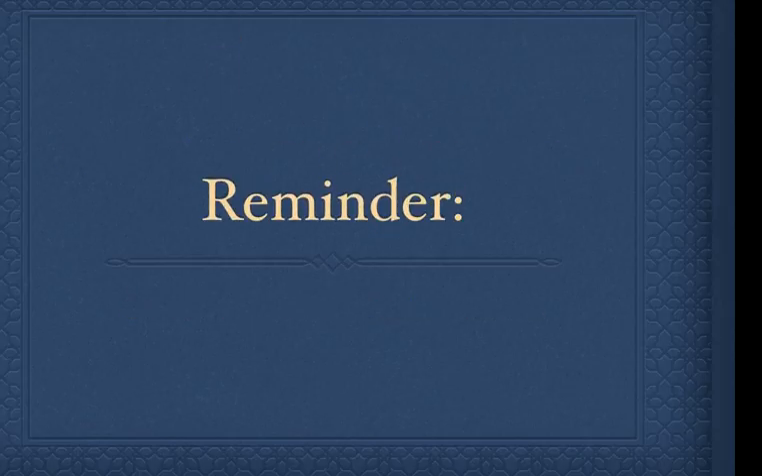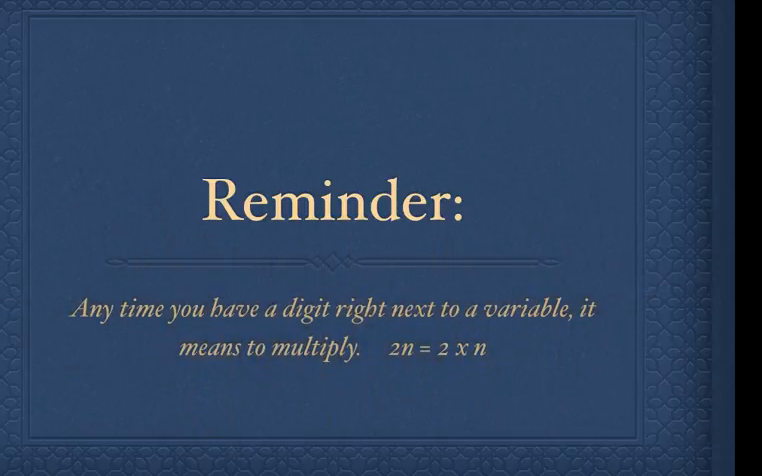This is just a little reminder that anytime you have a digit right next to a variable, it means to multiply. 2n, for example, would equal just 2 times n. Notice we put the digit first and the variable right next to it.